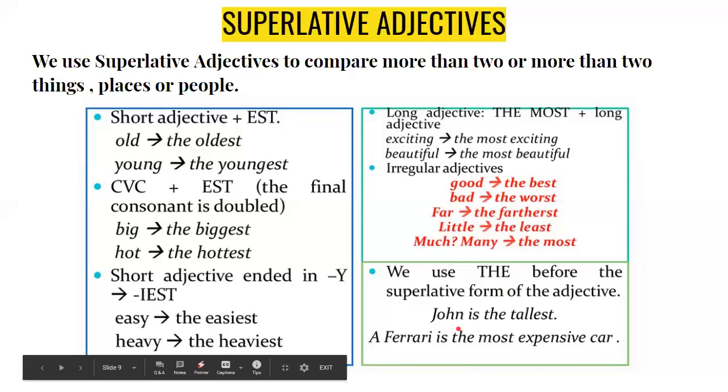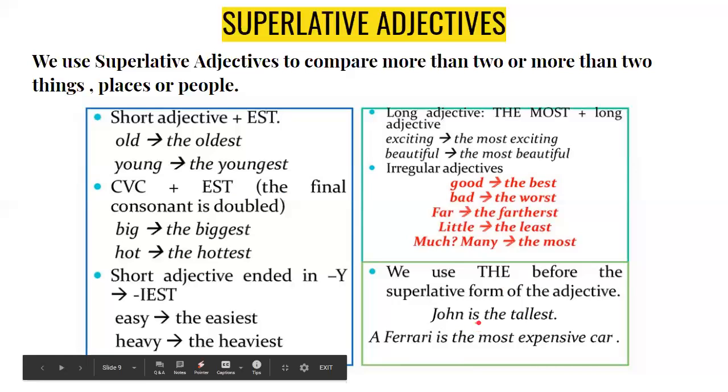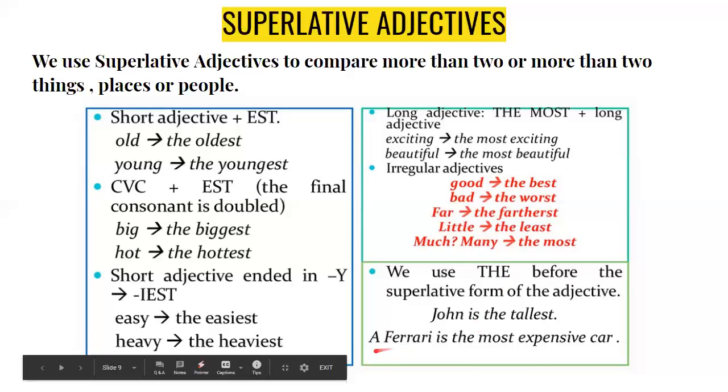Look at these examples. Remember in the comparative form, it was John is taller than. Here we have John is the tallest. That had a comparative sentence, a Ferrari is more expensive. This has a Ferrari is the most expensive.